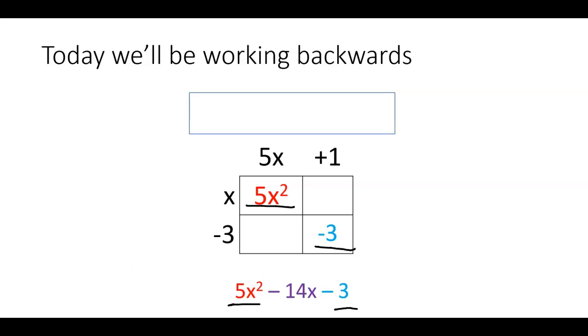And then this is where you can see if your answer is right, if you complete the box. So let's see. The x and the 1 make 1x. The negative 3 and the 5x makes negative 15x. If these two things in the diagonal combine to make the middle, then you've made a good choice. If they don't, then you've got to try some different guesses. So what kind of guesses could there be?